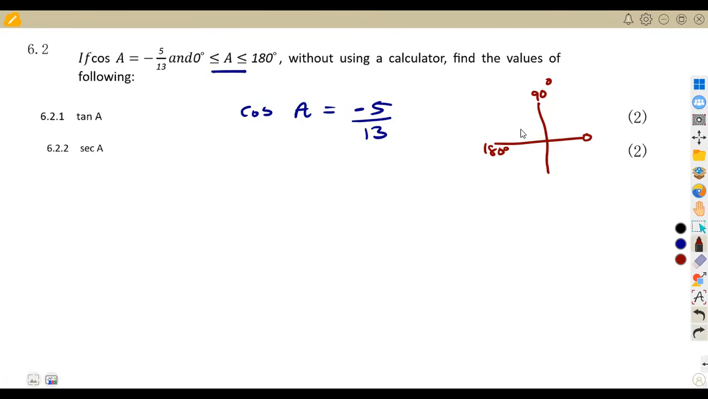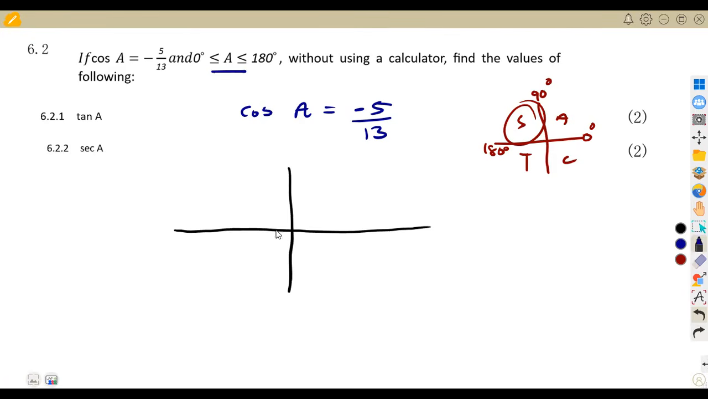All right, in the first quadrant, we know that all of these are positive. So from the CAST concept, here in the second quadrant, cos is what? It's negative. So this means the diagram is supposed to be in the second quadrant. From 0 to 180, we are working with these 2 quadrants only, and cos cannot be negative in the first quadrant. So we are just going to have a sketch in the second quadrant.